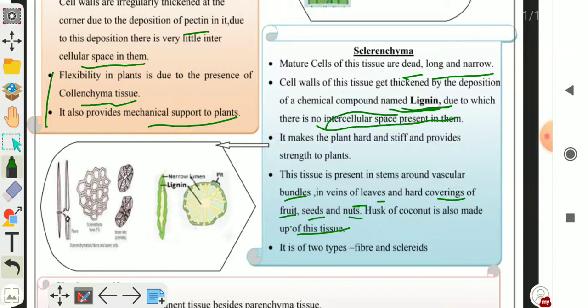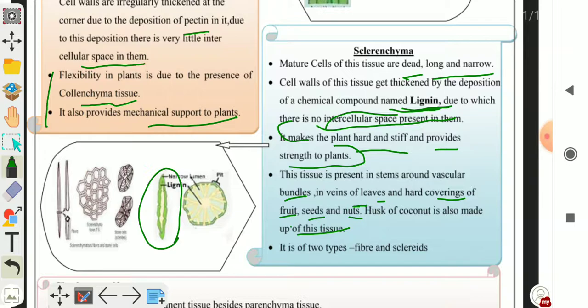And what is the function of sclerenchyma? It makes the plant hard and stiff and provides strength to plant. This is the function of sclerenchyma. Here the picture of sclerenchyma is given to you. These are the tissue of sclerenchyma. Cell wall is thickened due to the deposition of lignin.